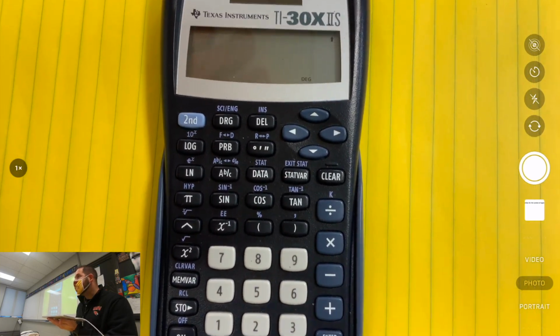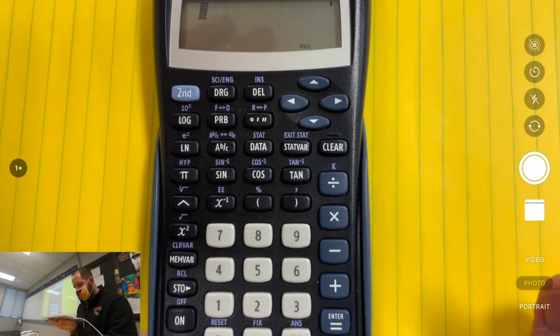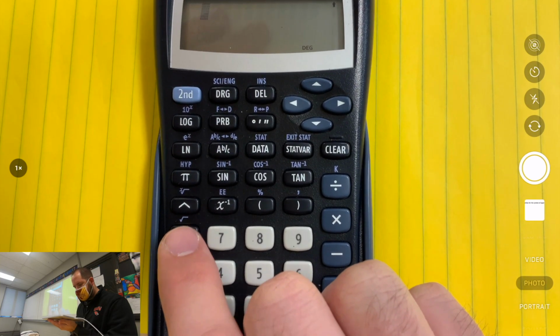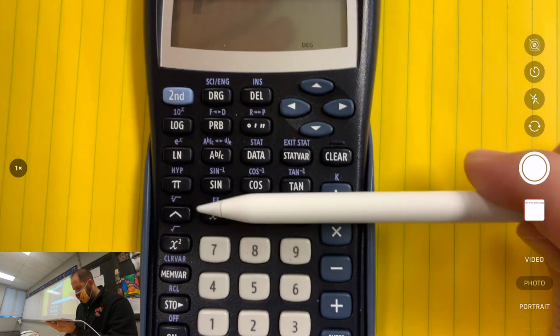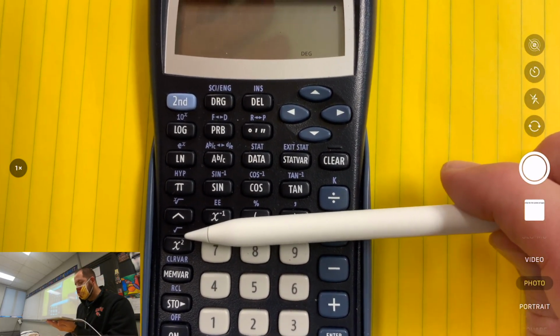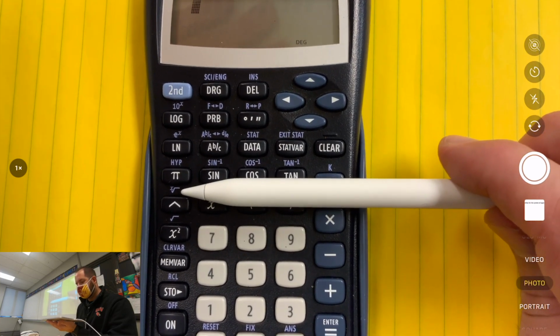Okay, how you type in the square root of 58. So on my calculator, the square root button is right there. It's that little blue thing right there. So in fact, where's my pencil at? It is right there. That's the little square root that I want. Not the one with the little X on it. I want the little normal square root.